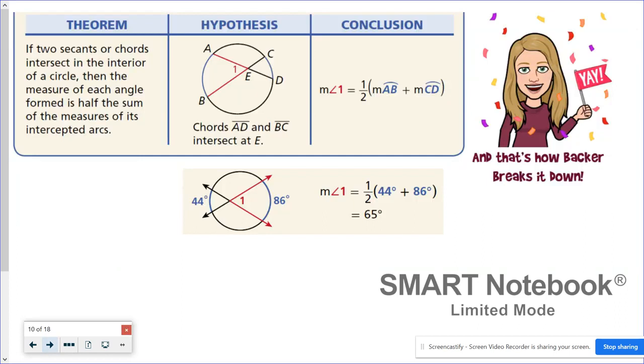So where is the vertex? It's inside the circle, not at the center. And so when that happens, then the measure of the angle formed is 1/2 the sum of the two intercepted arcs.